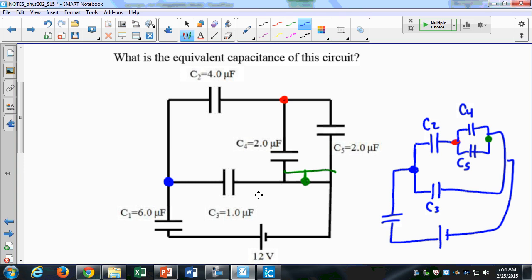All right, so let's find the equivalent capacitance. Why don't you just take a few minutes? I'm going to go ahead and write in the capacitance for all of these. This is 2. This is 2. This is 4 microfarads. C3 is 1 microfarad. And C1 was 6 microfarads.